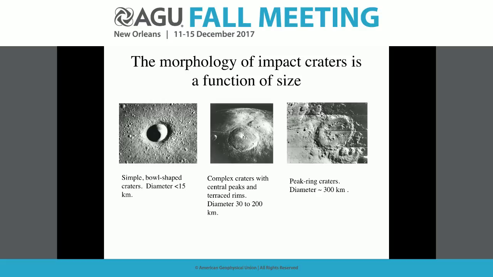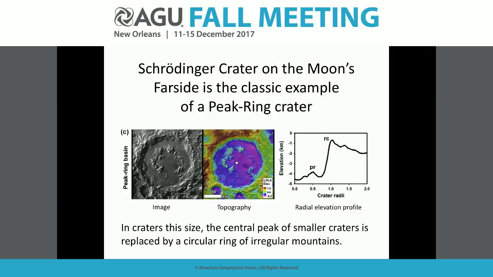is another class in which the central peak changes morphology, and we end up with a central ring of mountains inside the crater, typically about half the diameter of the outer crater itself. We have examples of this on the moon, where this progression is well marked. But we also, Schrödinger crater on the moon is the classic example. You know, it's very photogenic. It's on the left-hand edge with an image. You can see the rings.